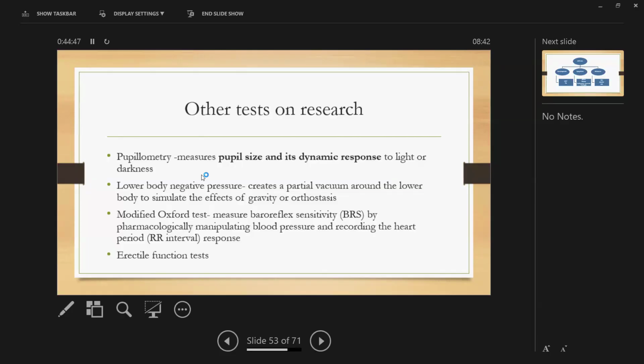Then the modified Oxford test directly measures the baroreflex sensitivity. We give drugs pharmacologically, manipulate the blood pressure, and record the baroreflex sensitivity, that is, the sensitivity of the baroreflex receptors in the carotid sinuses. We measure that directly by a pharmacological method. And we can do other tests, like the airway function test. These are other tests for testing the autonomic nervous system.